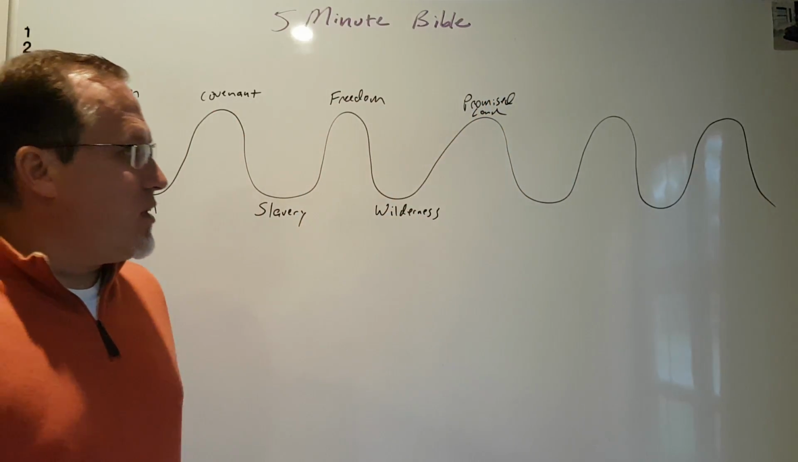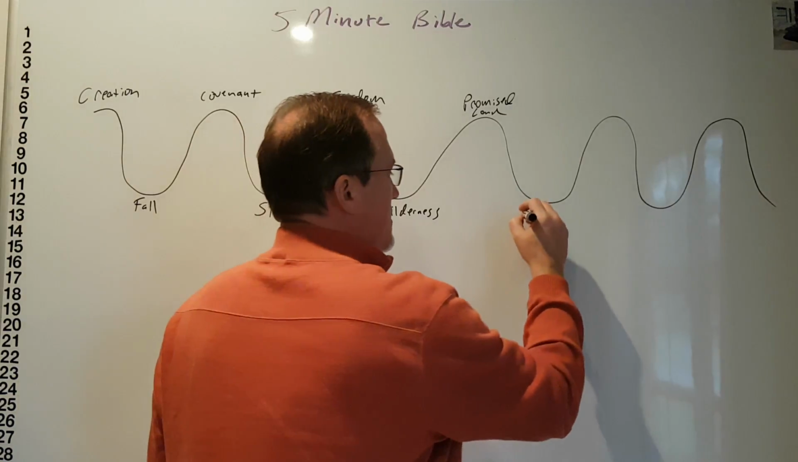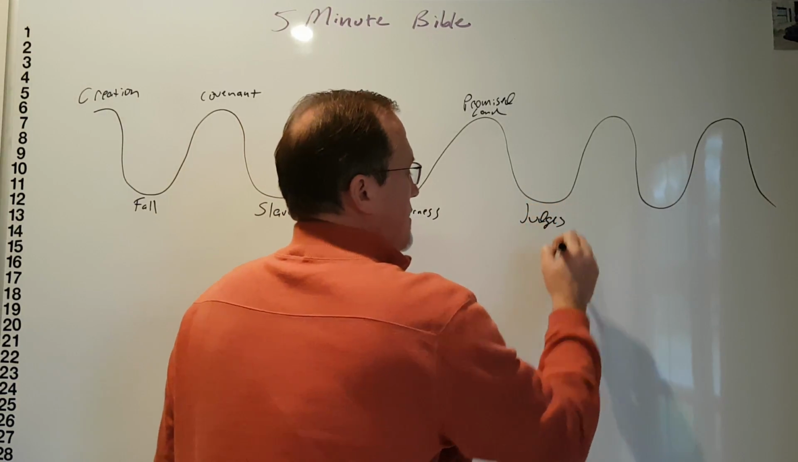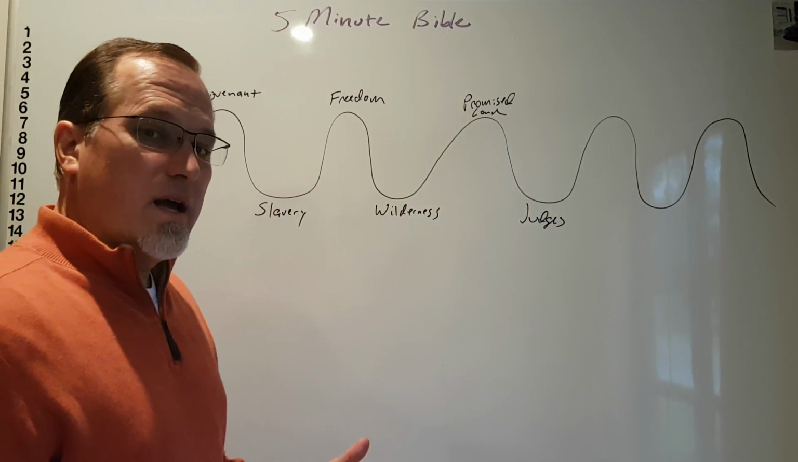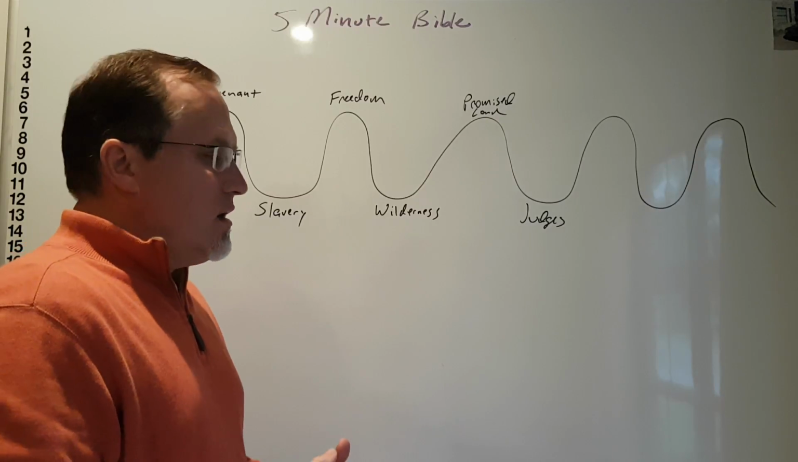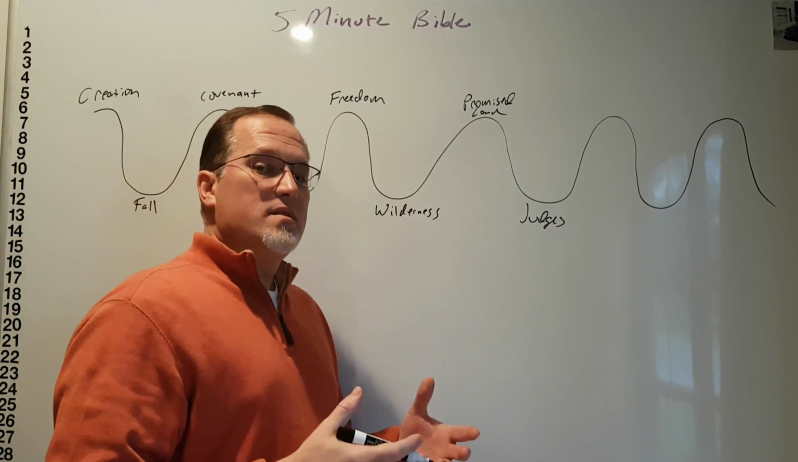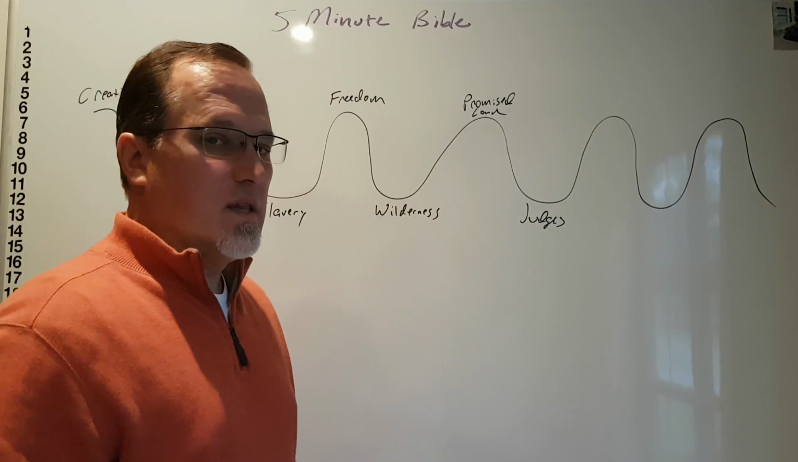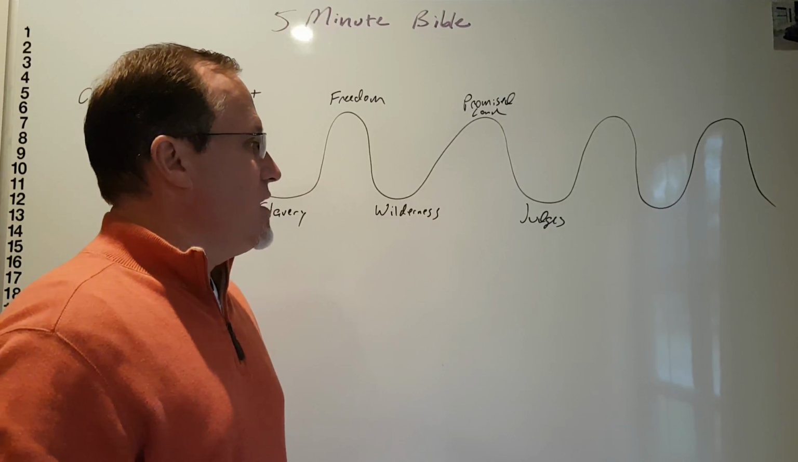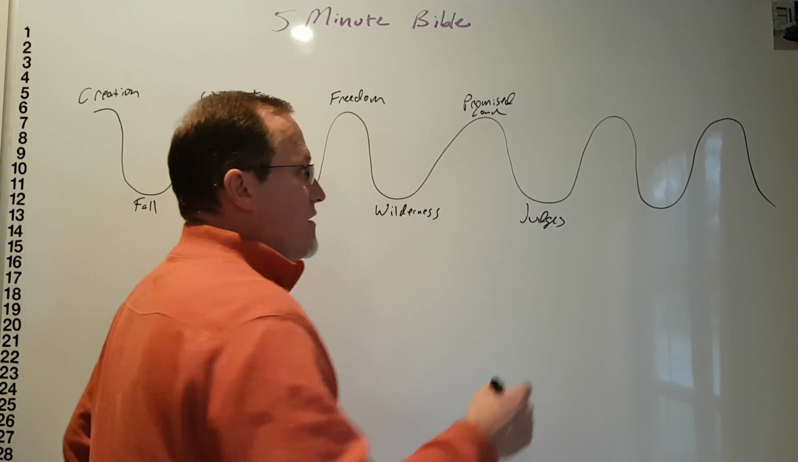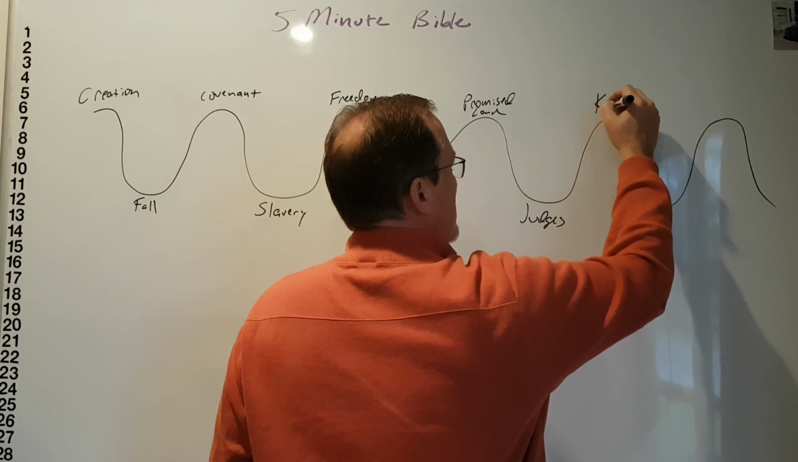Now, once they've taken the Promised Land, then we've got an interesting period called Judges, where Israel is ruled not by kings, but by individual leaders that God raised up in times of trouble to take care of the Israelites and to organize them to defend themselves. Now, after the period of Judges, we have a period of kingdom.